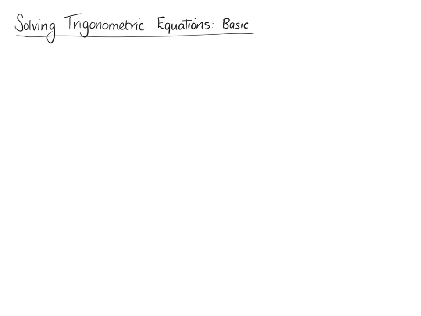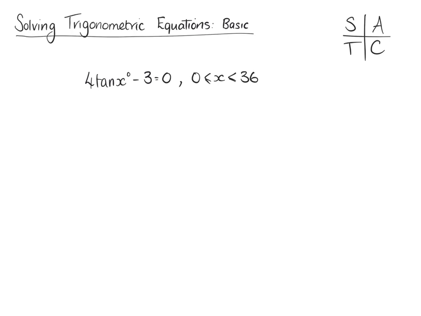Okay, so we've got our CAST diagram, which I'm going to just put up in the corner, the ASTC. And this helps us to solve our trig equations, and we should be using this every time we solve a trig equation. So trig equations we're going to get are, for example, 4 tan x degrees minus 3 equals 0. I'm going to solve that between 0 and 360 degrees.